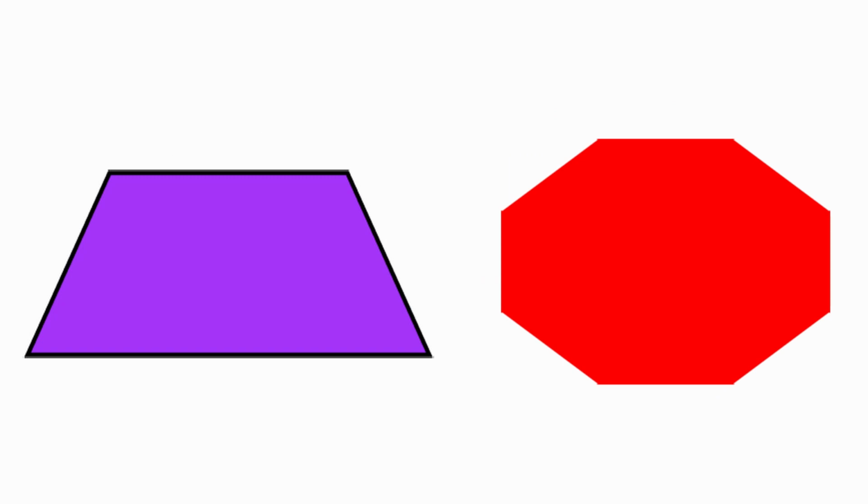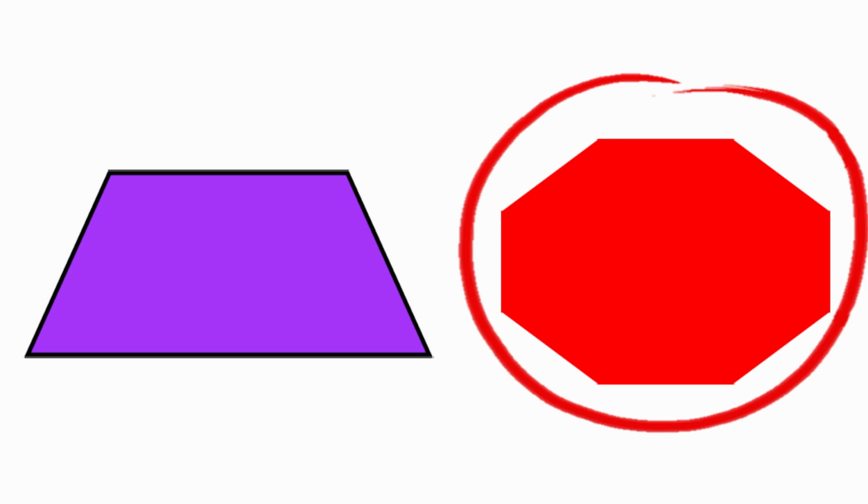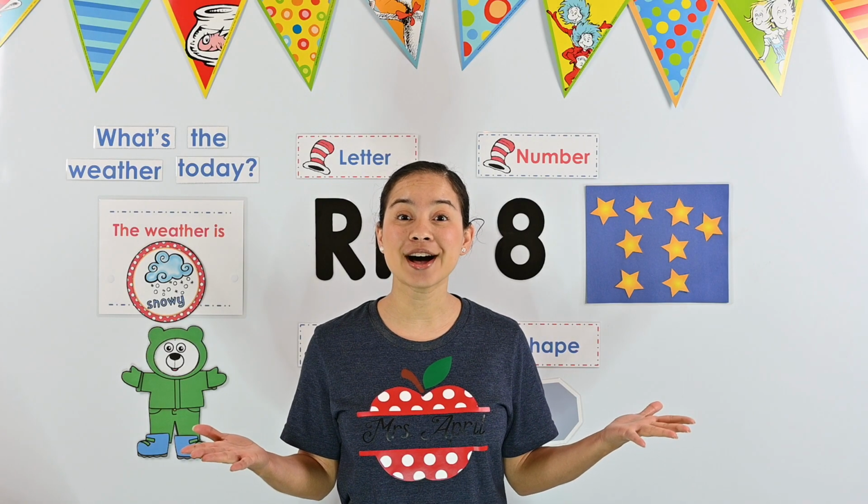Let's try another one. Which one is an octagon? If you chose this one, you are correct. It has 8 sides and 8 corners. It's an octagon. Okay, let's look at our last 2 shapes. Which one is an octagon? If you chose this one, you are correct. It is an octagon. Great job, friends. You helped me find 3 octagons. Awesome practice. We knew the shape was an octagon if it had 8 sides and 8 corners.